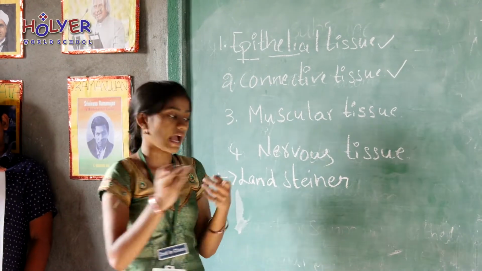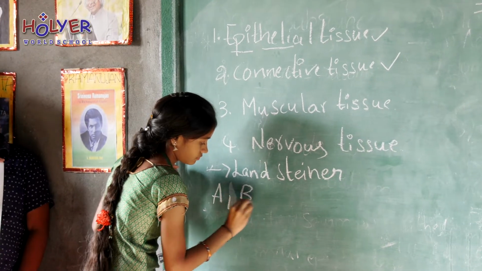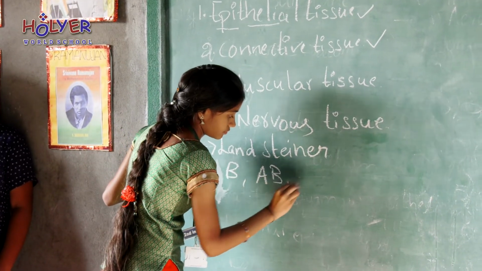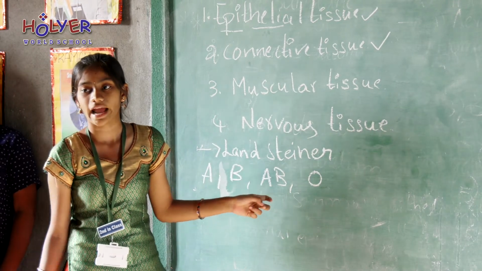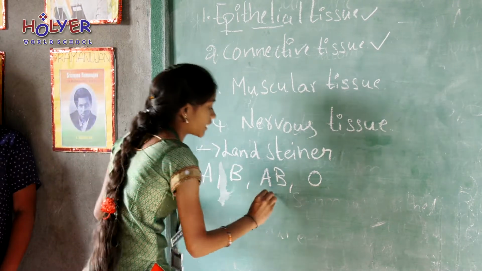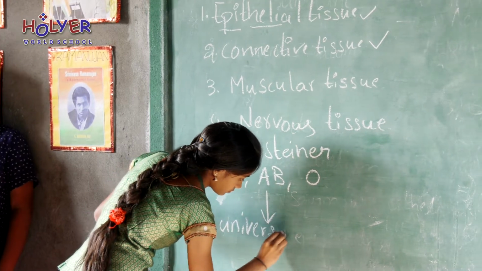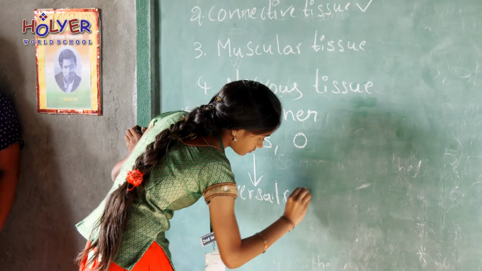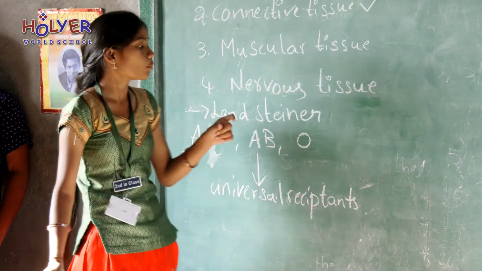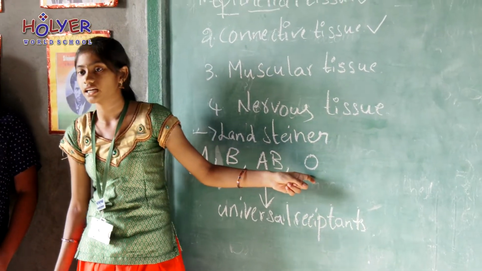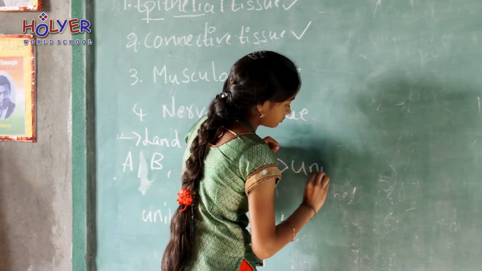The blood groups are A, B, AB and O. The group AB can receive blood from any other group, and hence they are known as universal receivers. And the group O can donate blood to any other group, and hence they are known as universal donors.